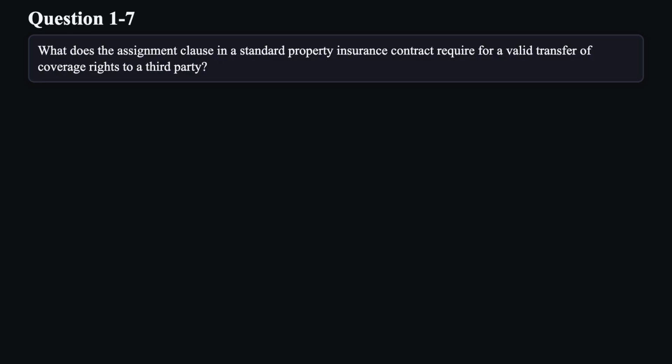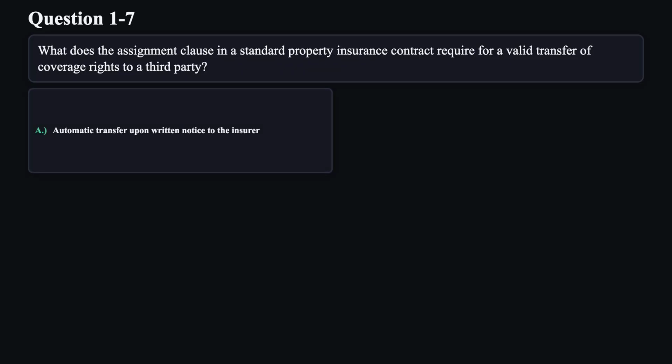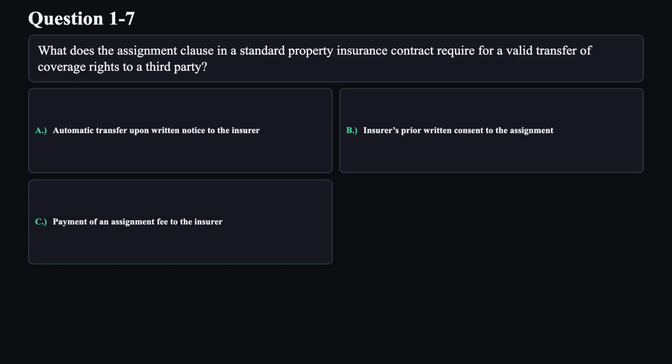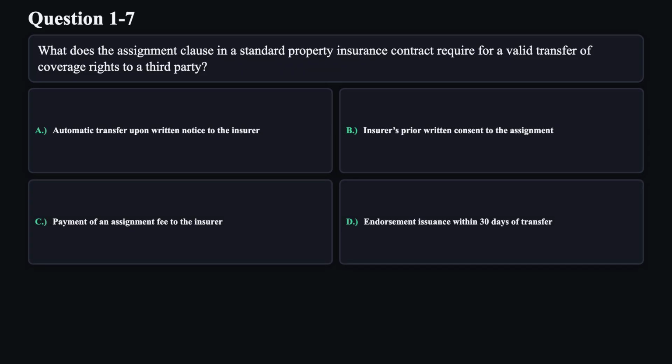of coverage rights to a third party? A. Automatic transfer upon written notice to the insurer. B. Insurer's prior written consent to the assignment. C. Payment of an assignment fee to the insurer. D. Endorsement issuance within 30 days of transfer.